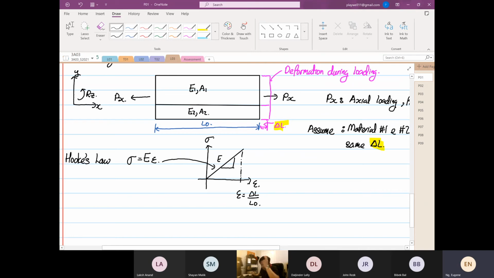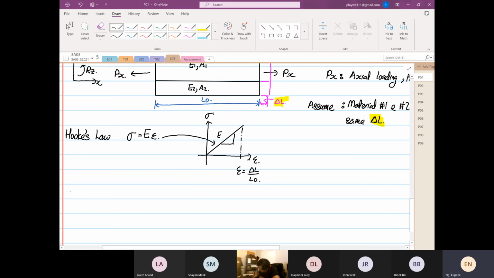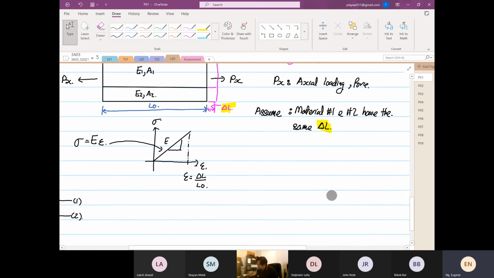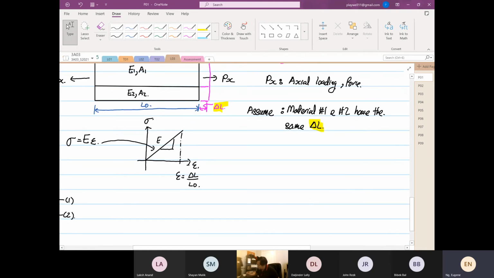So now we can write two equations. We can express that for material number 1, stress 1 is equal to Young's modulus of material number 1 times epsilon 1. This is our equation number 1. Then equation number 2, for material 2, is stress 2 equals E2 epsilon 2. But remember, we make this assumption that material 1 and material 2 have the same delta L.